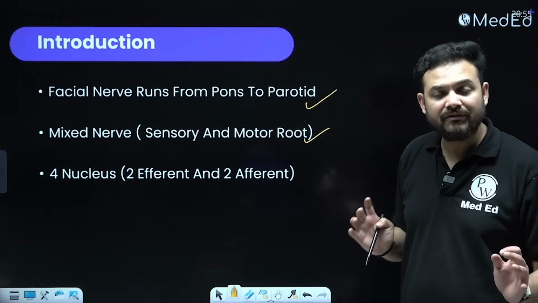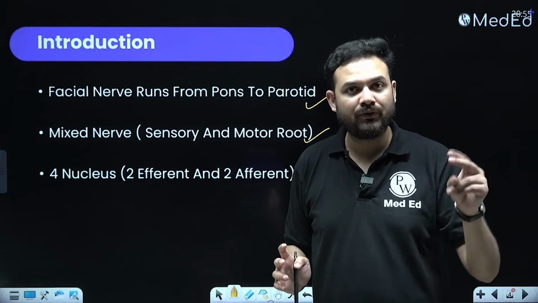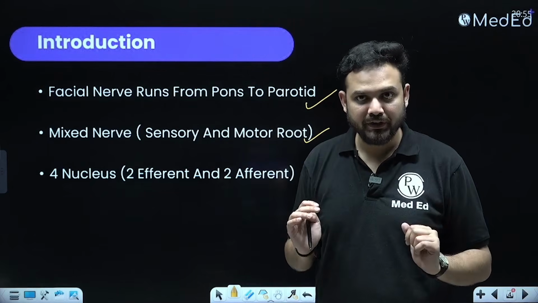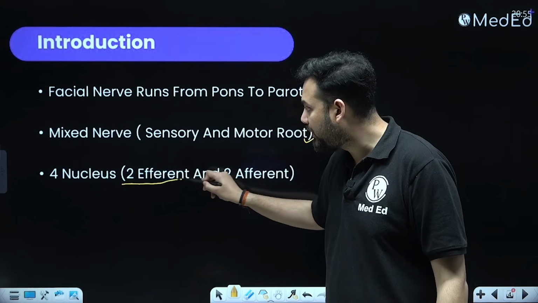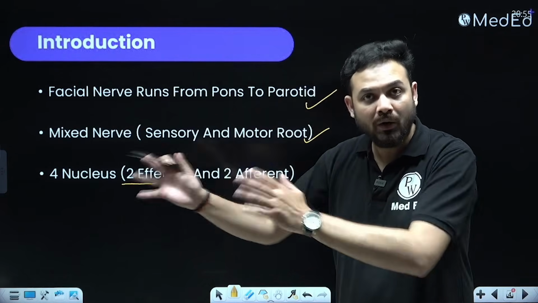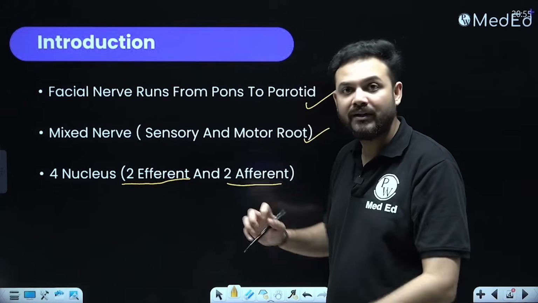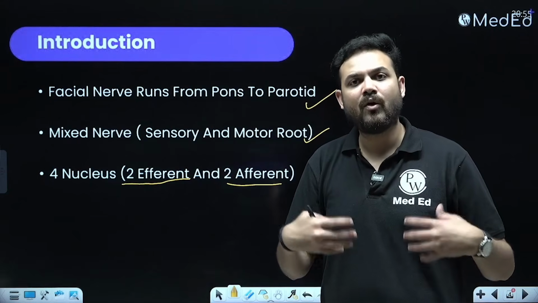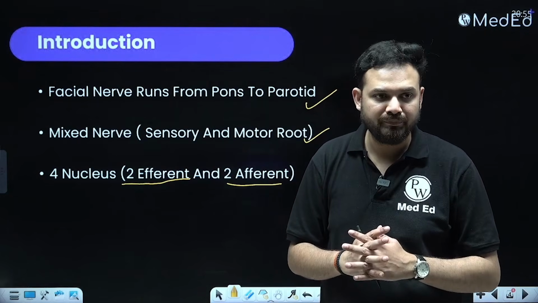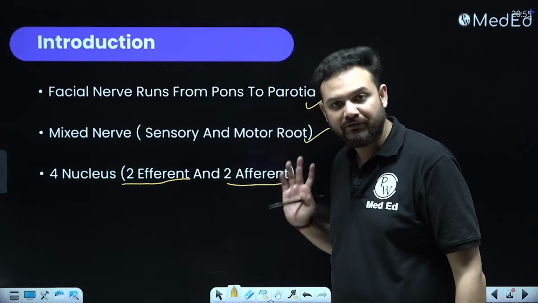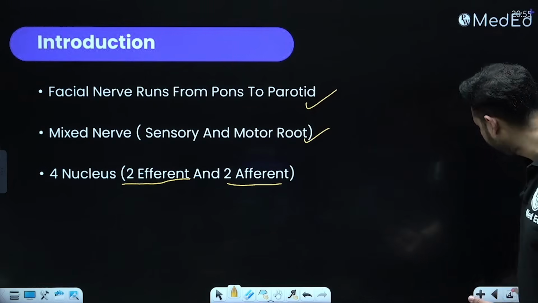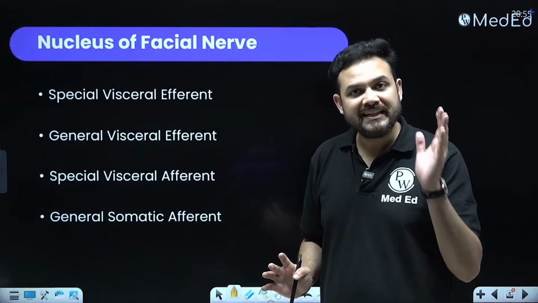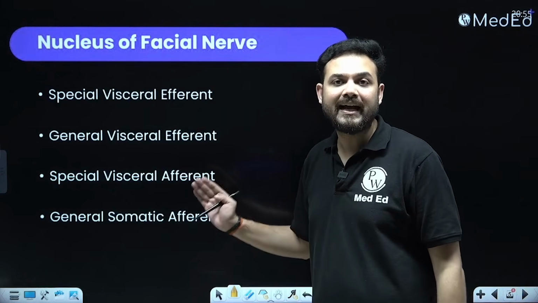When I say facial nerve, it has got two nuclei which are important for motor function and two nuclei which are important for sensory function. So it has got two motor nuclei which are efferent, where the fibers go out, and two nuclei which are afferent, where the sensations come back to the pons, for understanding where the sensation is coming from. Okay, so two efferent, two afferent. Now what are these nuclei? The four nuclei of the facial nerve are SVE, GVE, SVA and GSA.